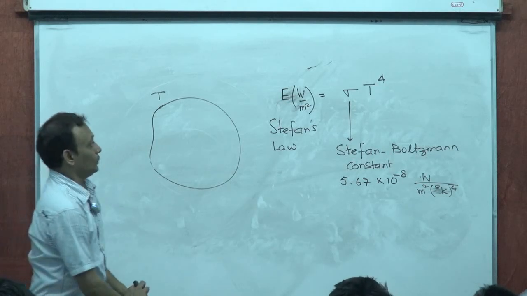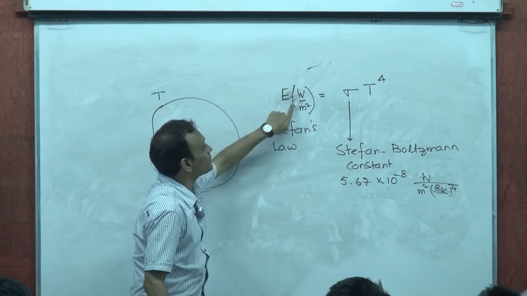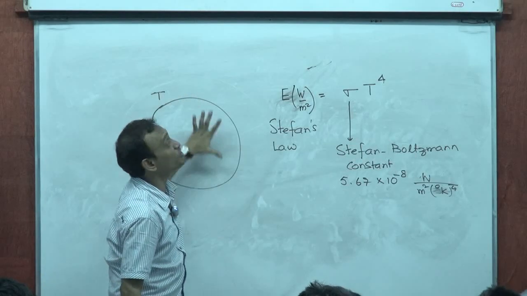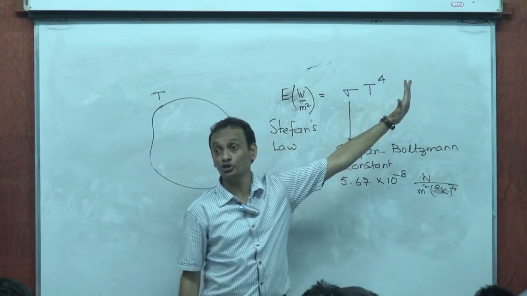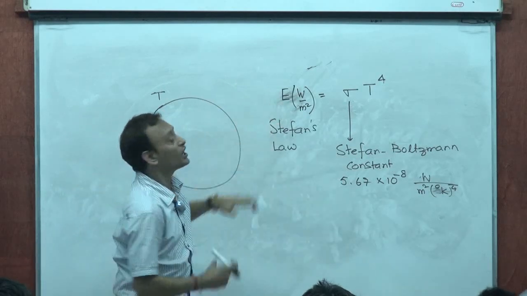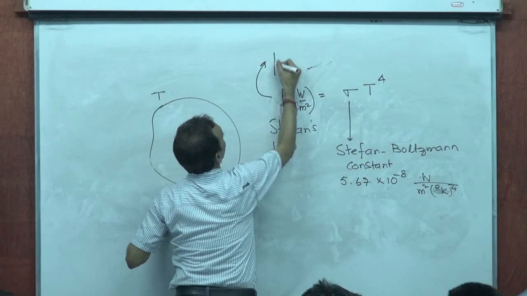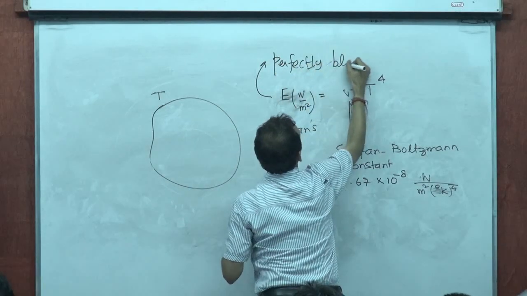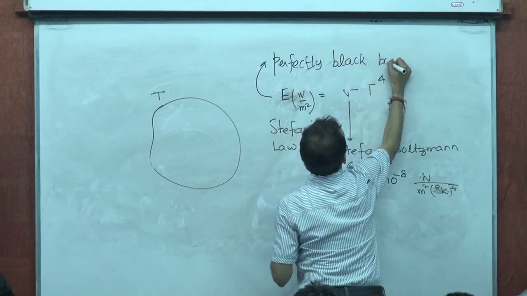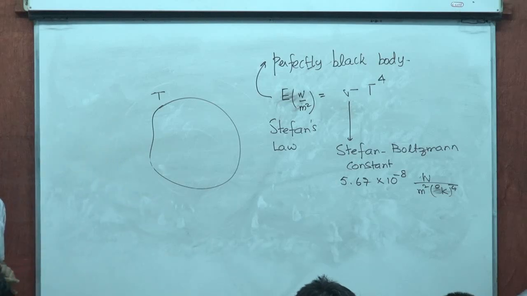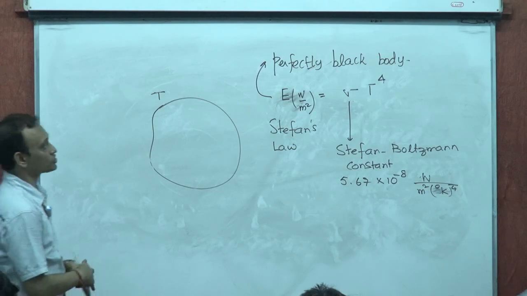Now, this is the heat flux through a surface in the form of radiation, which is proportional to the fourth power, and bodies that exactly subscribe to this are called perfectly black bodies. This is the emission in the form of thermal radiations.